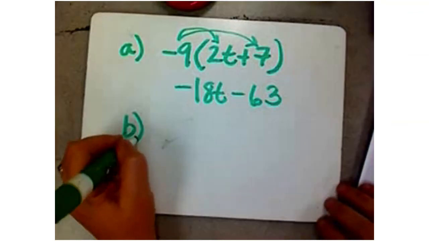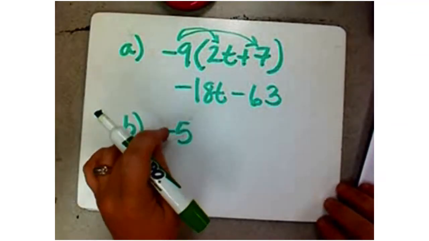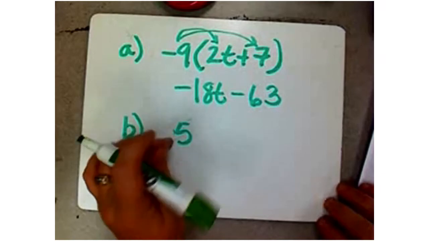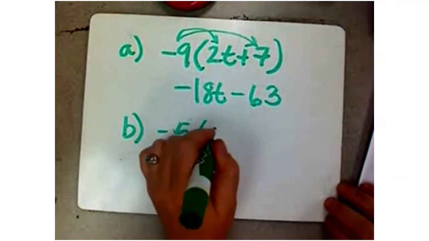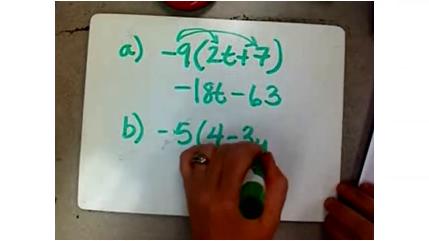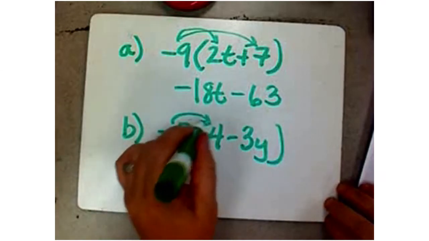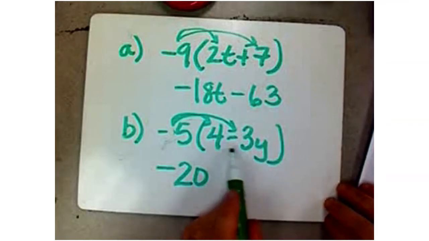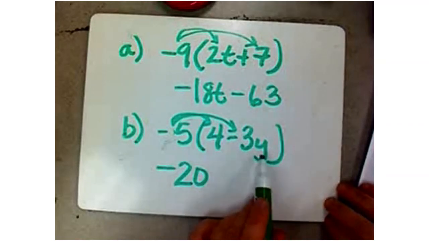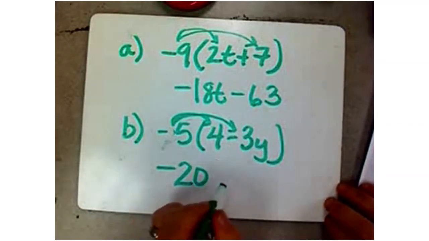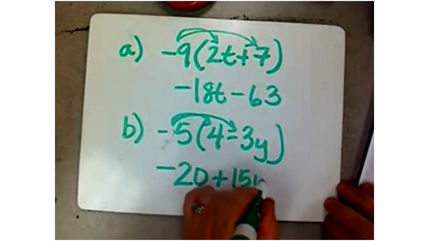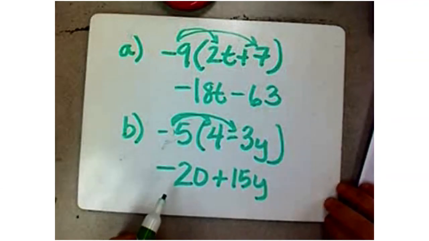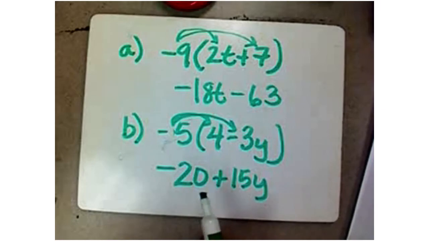Little letter B has negative 5(4 - 3y). So we're going to distribute negative 5 to 4 and have negative 20, and negative 5 to negative 3y. Remember, we look at this as a negative 3y. Well, negative 5 times a negative 3 is positive 15, and we carry down the y. So we get negative 20 + 15y. You can go over that example on page 191.